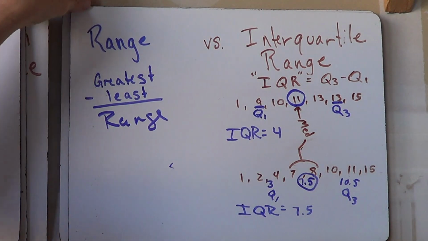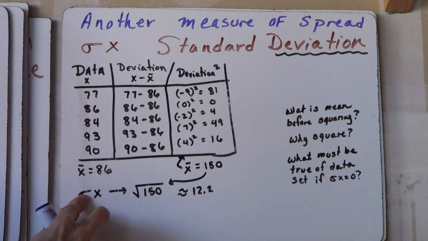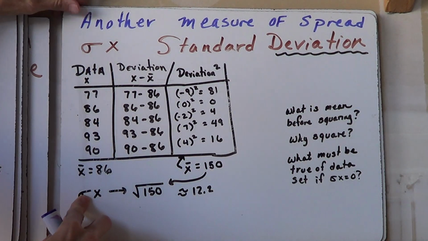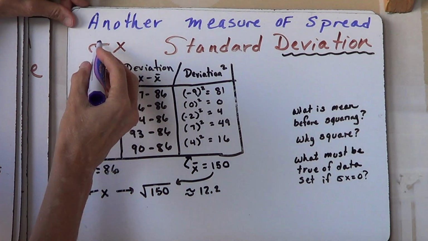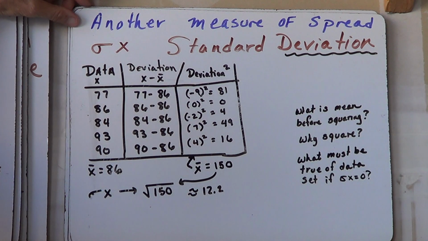That's why we've gone to an IQR, interquartile range, to tell more about the spread. Okay, another measure of spread is standard deviation. Here's the symbol for it, the sigma x. Here's how we find standard deviation.